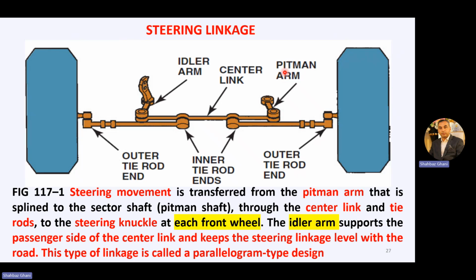So it is like this. You have the pitman arm coming from the gearbox. Then we have this center link, and from this center link we have the inner tie rod ends, which then go to the outer tie rod ends. And this is the idler arm, which is attached on the passenger side to balance all the steering linkages.